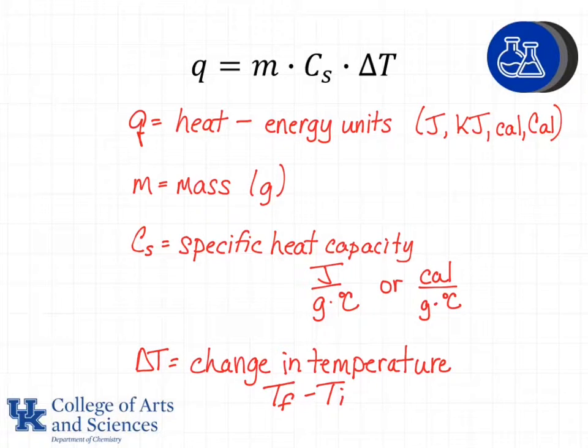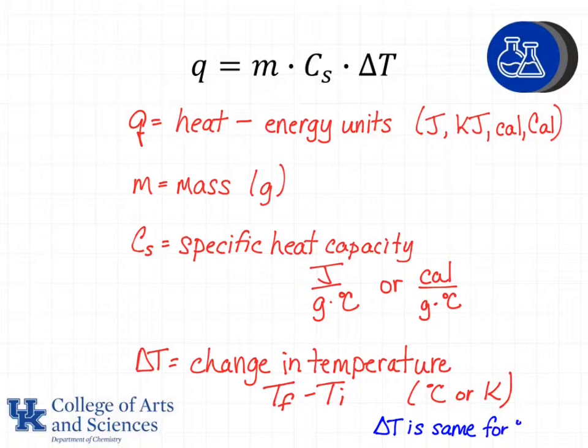For temperature, the equation has degrees Celsius, but we can actually use either degrees Celsius or Kelvin because we are looking at a change in temperature. Remember that when we convert from Celsius to Kelvin, it's just a difference of 273. It's an addition or subtraction, not a multiplication. The delta T in degrees Celsius will be the same as the delta T in Kelvin.